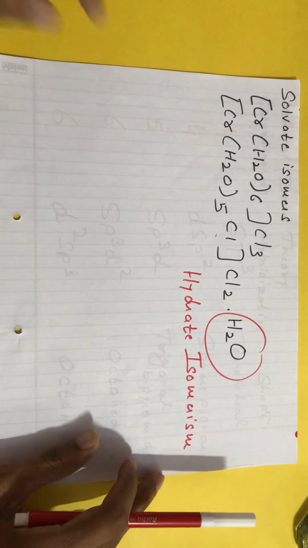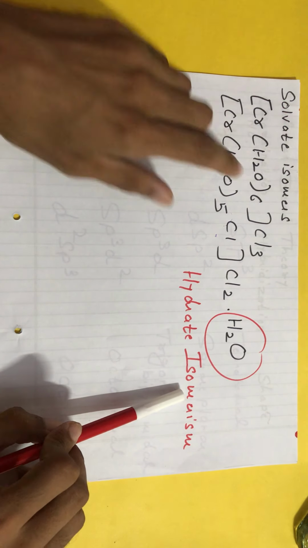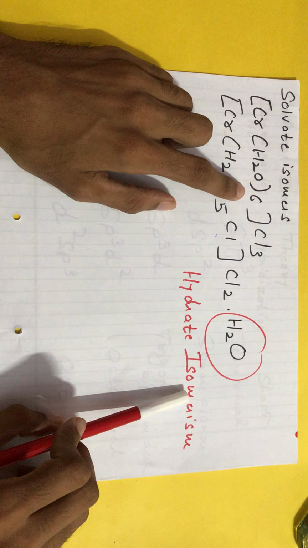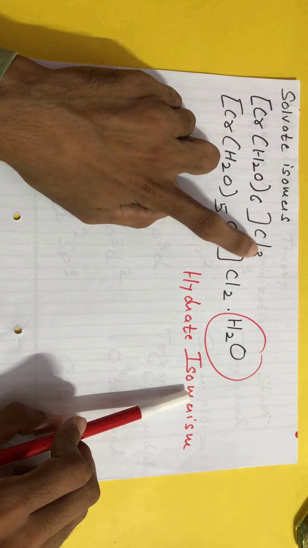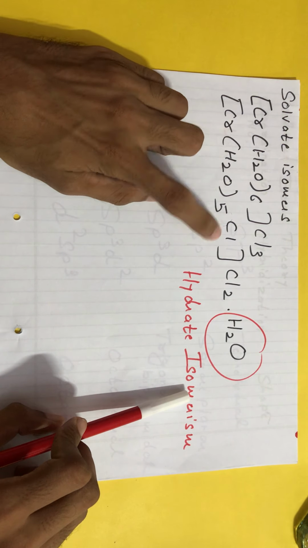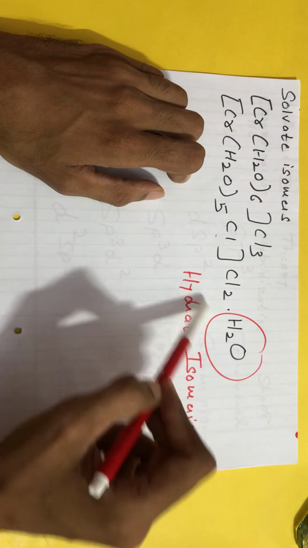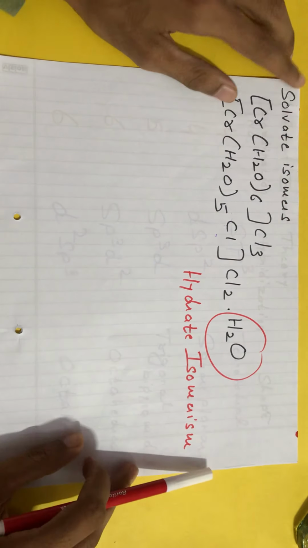Now solvate isomers or hydrate isomers. For example, here we have 6 aqua molecules. One could be brought outside and one of the chlorines could be brought inside. So these two are hydrate isomers of each other.